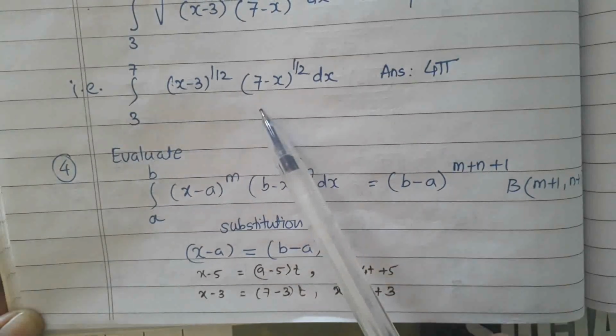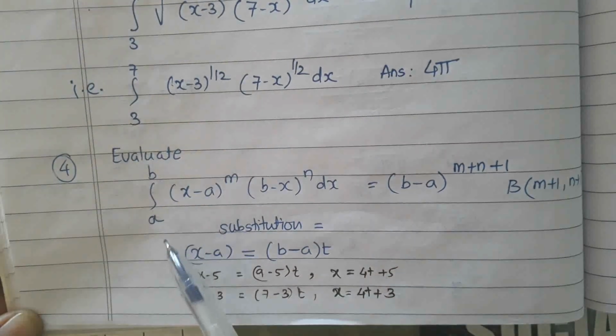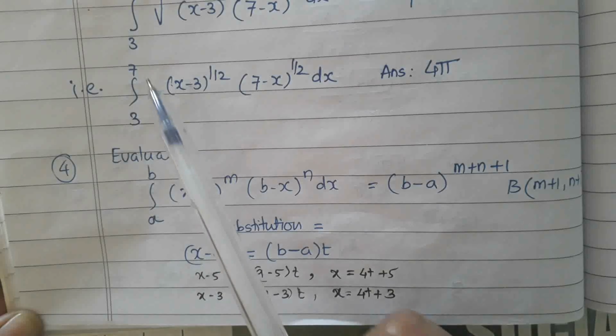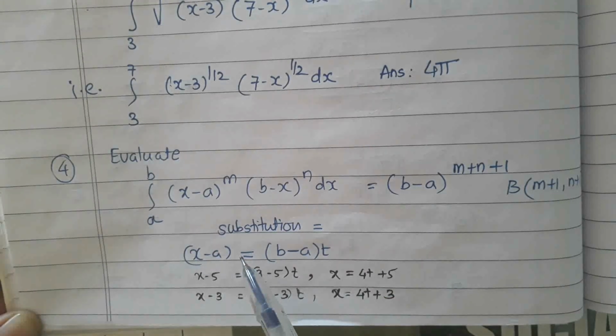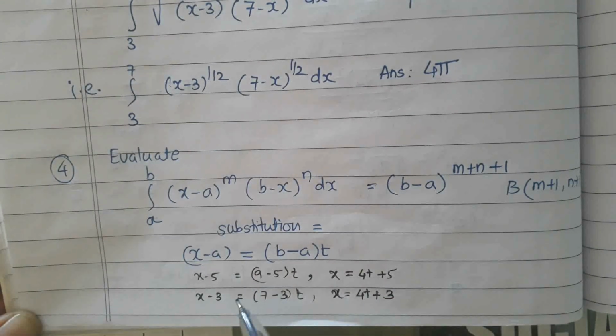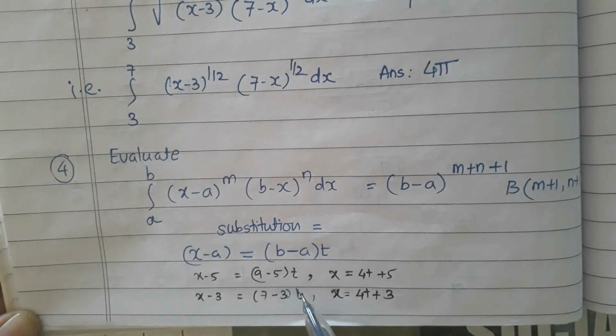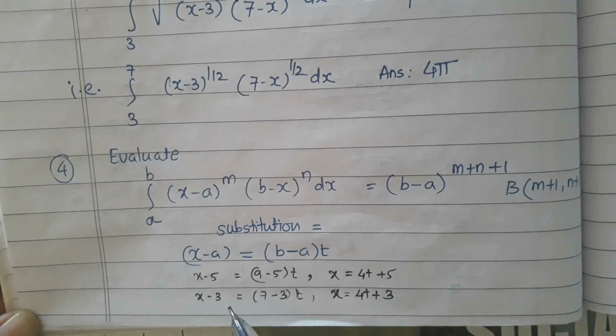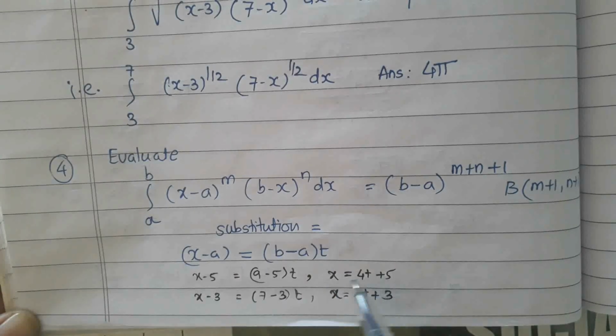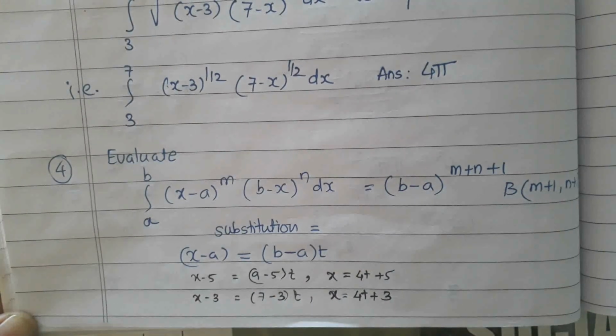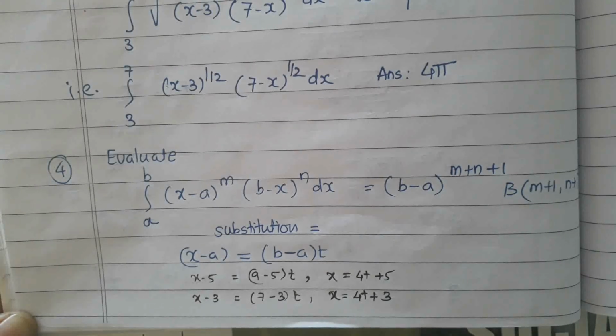If you observe the pattern of the above question, here a is equals to 3 and b is equals to 7. So substitution is x minus 3 is equals to upper limit minus lower limit, that means 7 minus 3, into t. Therefore x is equals to 4t, and this minus 3 becomes plus 3. So because of that, substitution is here. Similarly, in the first problem, the substitution is here. So you can easily evaluate the questions of this form by using this generalized result.